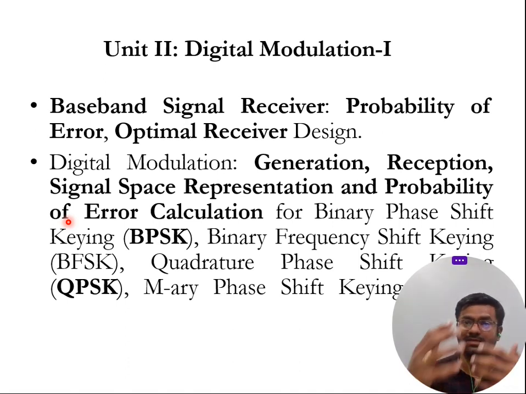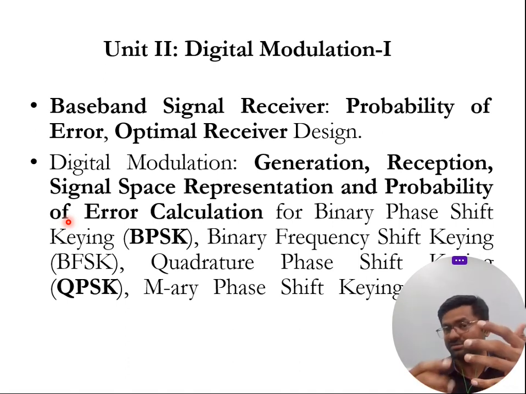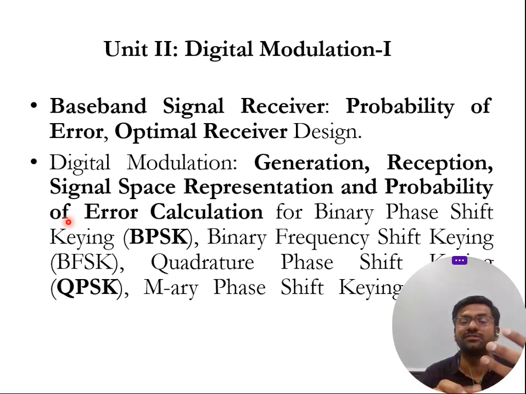So please make sure that we will be understanding how to generate the modulation signal, how to receive the modulated signal, and how to do the probability of error calculation for a particular modulation scheme, and what the constellation diagram will be for that particular modulation scheme. Okay, what are all the different modulation schemes we will be understanding?